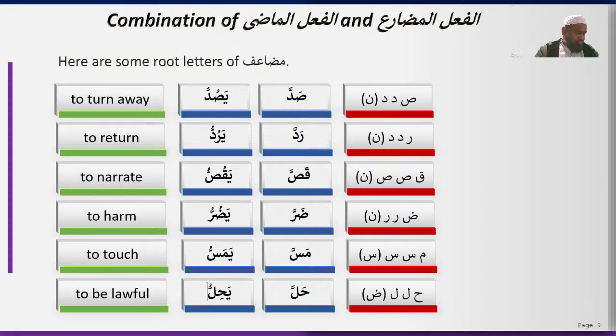Okay, rule number 2. صدد يسدد. So rule number 2 is only applied in فعل المضارع, almost in all of the sigas except the 2 sigas of جمع مؤنث. يسدد, or take any. يردد, يقصص, يضرر, يمسس, يحلل.